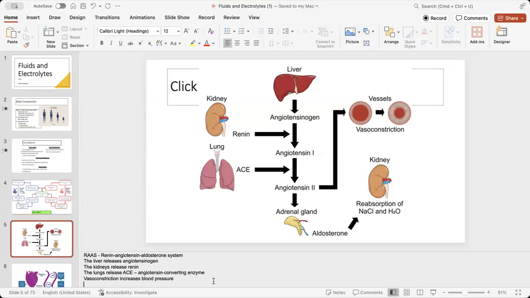What is aldosterone going to do then? We're going to hold on to sodium. And where sodium goes, what follows? Water. So now I have sodium, I have water. What's happening to my blood pressure? Going up. We're going to hold on to sodium, we're going to hold on to water. What else is aldosterone going to release? Potassium. So it's going to release potassium.